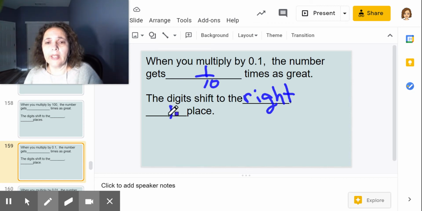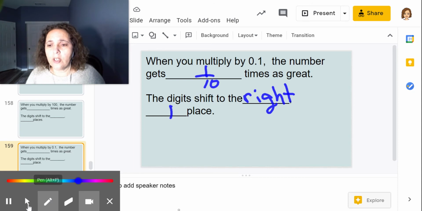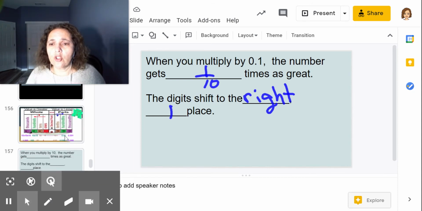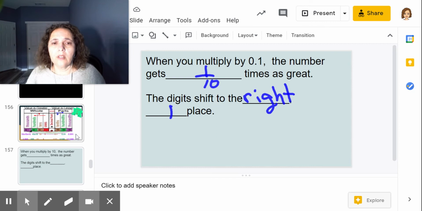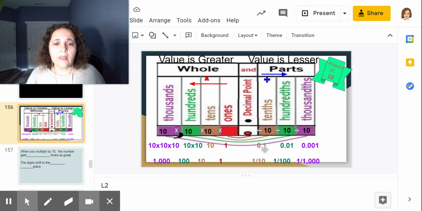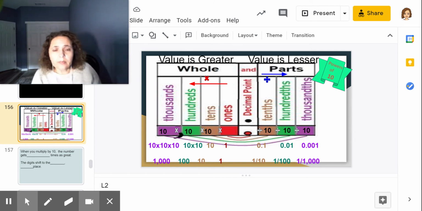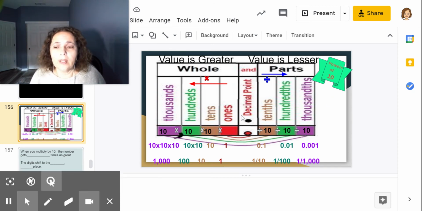Good, 1 place. And if I look at our place value chart, here it is, 1/10, right here. It is 1/10 the size. And every time I'm going over, it's like dividing by 10, right? So it's getting 10 times smaller, or 1/10 the size, we can say. And every time we move over, it gets 1/10 smaller, okay? And when we move to the right, it gets smaller.